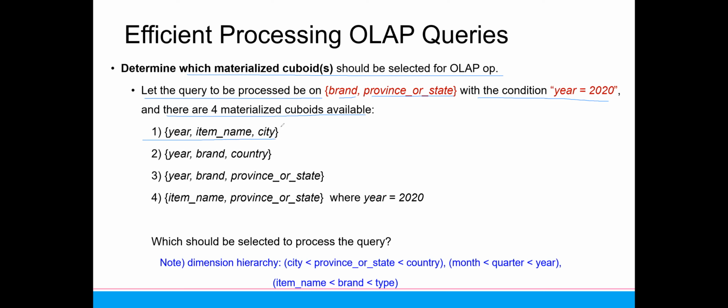First, I have the year, item name, and city. Second, I have the year, brand, and country. Third, I have the year, brand, province or state. Fourth, I have the item name, province or state, where year equals to 2020. So which should be selected to process the query? This is the question. I have this query, brand and province or state, and the condition is year equals to 2020. So which cuboid is the best representation? Number 1, 2, 3, or 4?